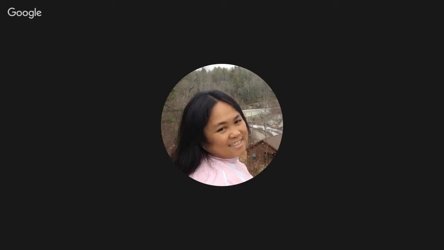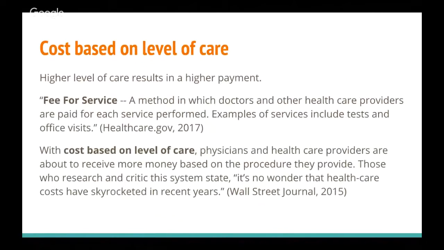So with cost based on level of care, definitely higher levels of care result in higher payment. And so there's fee for service, where doctors and healthcare providers are paid based on the type of service they perform. With costs based on level of care, physicians and healthcare providers receive more money based on the procedure they provide. For those who research and critique the system, it's no wonder that healthcare costs have skyrocketed in recent years.